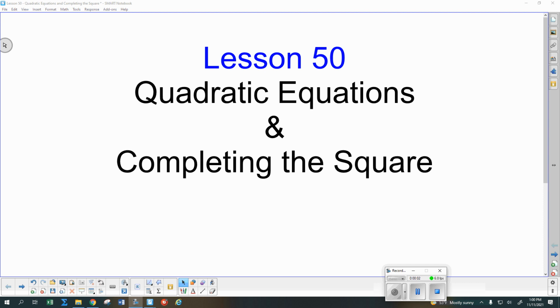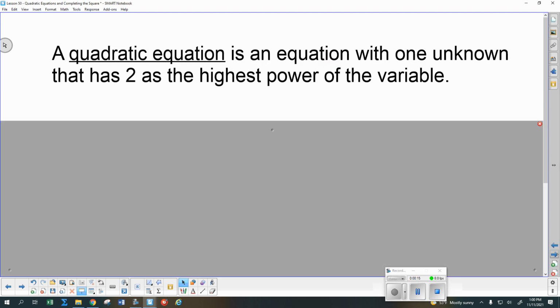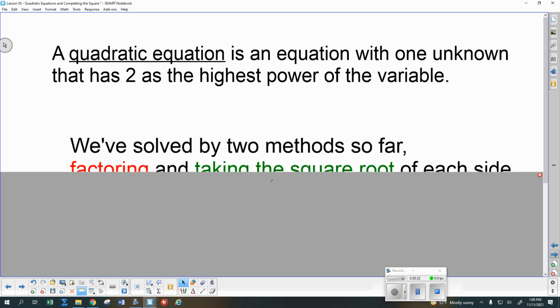So in lesson 50, we're going to keep working with quadratic equations, and we're going to talk about one more way that we can solve these, and that method's going to be called completing the square. So remember, we're talking about equations that have an x squared in them. That's what it means to be quadratic.